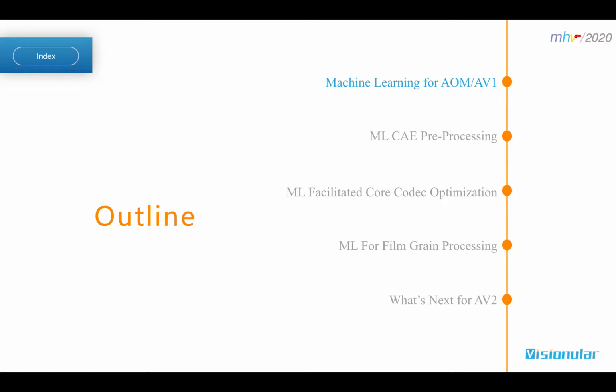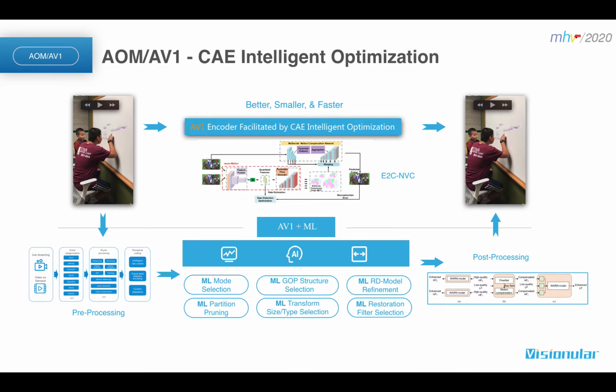I'm going to cover mainly five subtopics. At the very beginning, I'm going to introduce what kind of machine learning or AI technologies we can leverage for the AV1 encoder optimization. From this slide, it can be seen that for AV1 encoder optimization, especially for balancing the trade-off and achieving a good performance, we balance the encoder speed, coding efficiency, and visual quality.